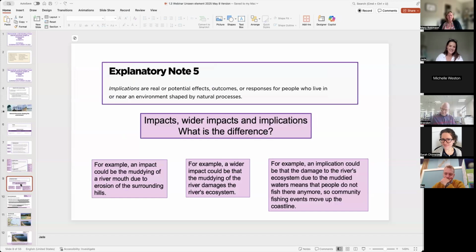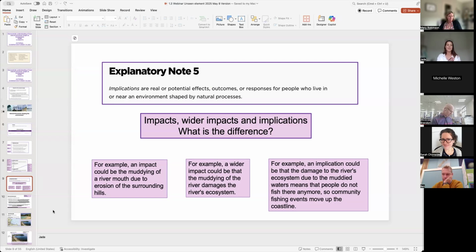The next slide, explanatory note 5, talks about implications. As I mentioned before, people are considered part of Te Taiao, and when we're looking at implications, we're looking at the real or potential effects or outcomes for people who live in or near the environments that you are studying. So impacts, it's like a direct impact on the environment.